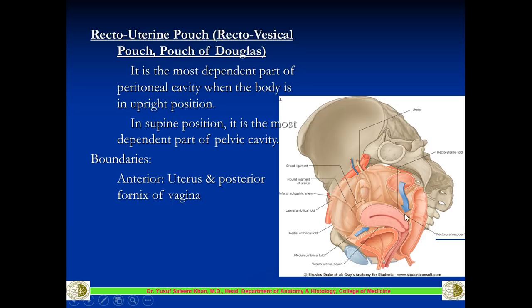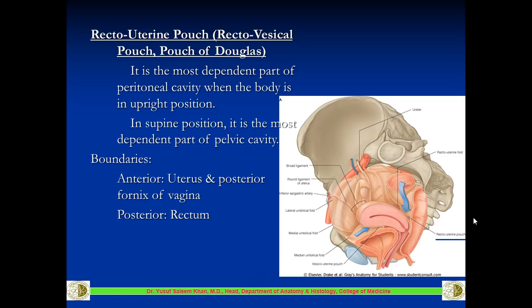So anteriorly we have the uterus, the posterior wall of the uterus, as well as the posterior fornix of the vagina, which form the anterior wall for this pouch, and posteriorly we have the rectum. So here you can see in this picture, this is the rectum which forms the posterior wall. So the space between the uterus as well as the rectum is called the recto-uterine pouch. It is between the rectum and the uterus, so it is called a recto-uterine pouch, or it is also called the pouch of Douglas.